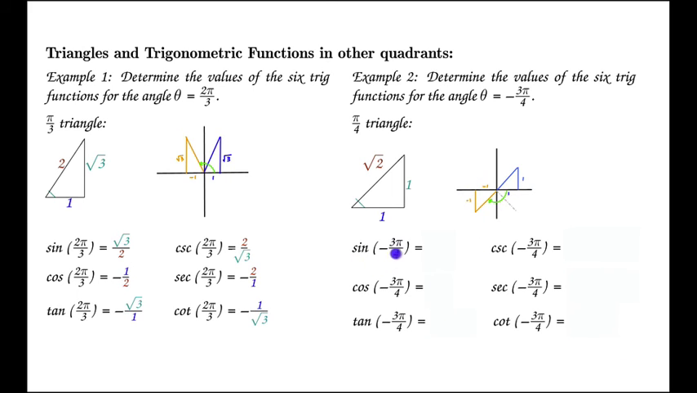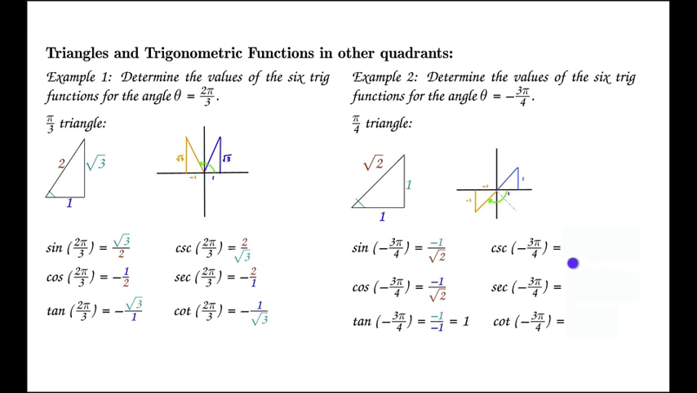So sine of minus 3 pi over 4 is minus 1 over root 2. Cosine of minus 3 pi over 4 is also minus 1 over root 2. The tangent takes the ratio of these sides, and since they're both negative 1s, we can write that as a 1.